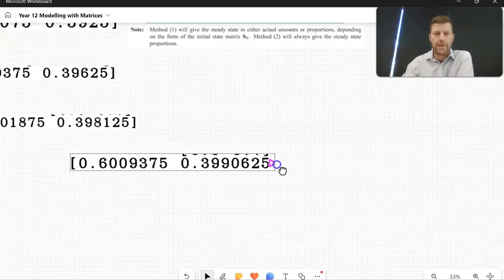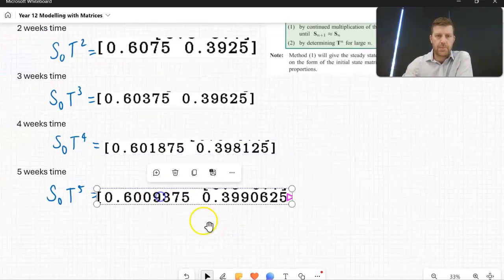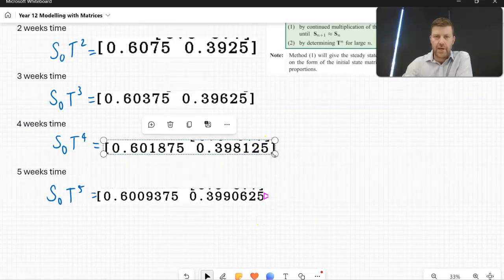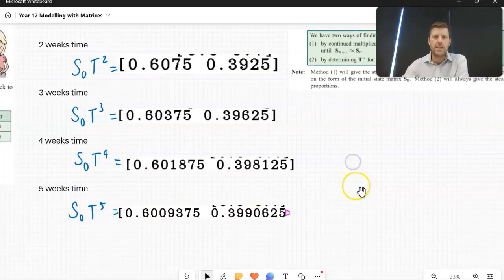So what's kind of happening here is we're getting to a point where the proportion of the market, or the number, is not changing too much. We're getting to what we call a steady state. Okay, so this is 60.1%, and 39.9%. So there's really not that much change at all.